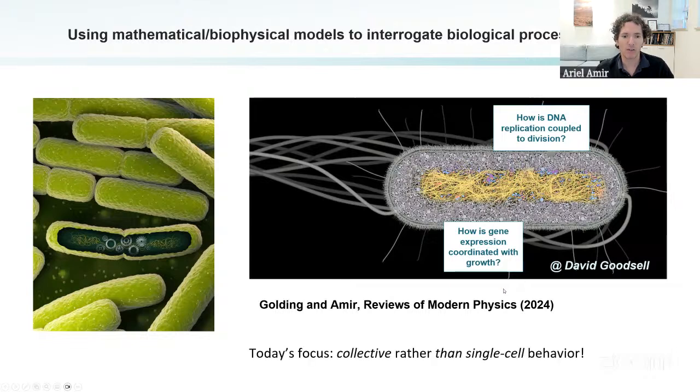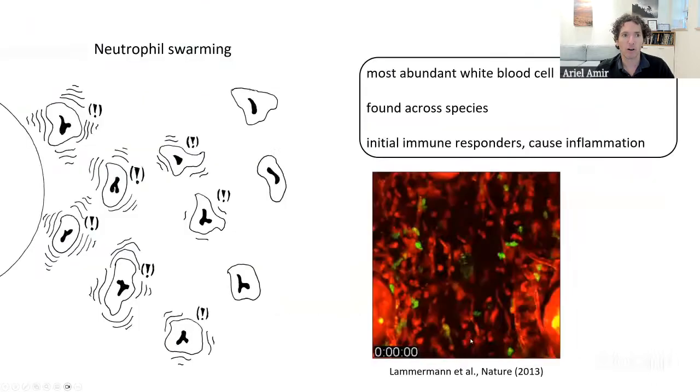But today's talk is going to be quite different. It's going to be focused on collective rather than single cell behavior, and not on bacteria, but rather on our own immune systems. And so the focus of this talk is on a phenomenon called neutrophil swarming. Neutrophils are the most abundant white blood cells found across species. We have them, and also the zebrafish that I'm shortly going to show you in this video have them. And they're the initial immune responders that respond to a cut.